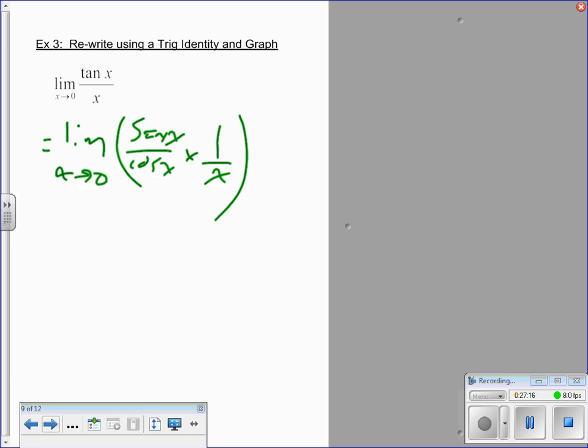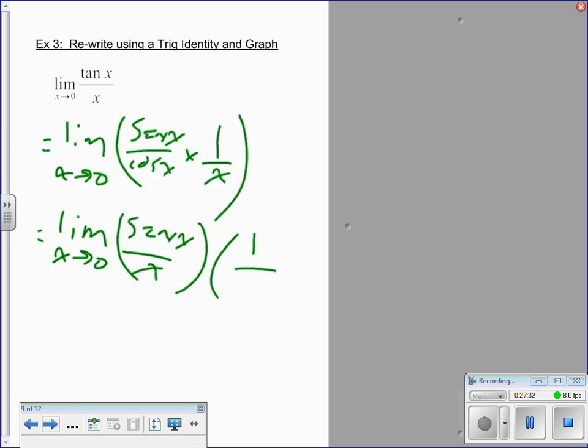However, I have a trick up my sleeve that you will like and want to remember because it is extremely useful. This is the limit of sine of x over x times 1 over the cosine of x. All I did was move the denominators, which works, right? It's multiplication. It's not a big deal, and I can switch my multiplication.